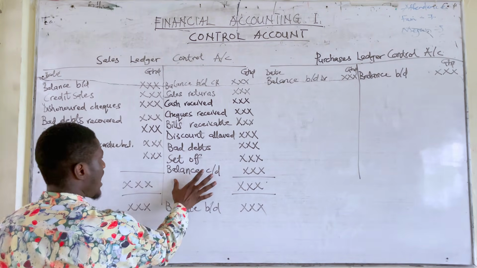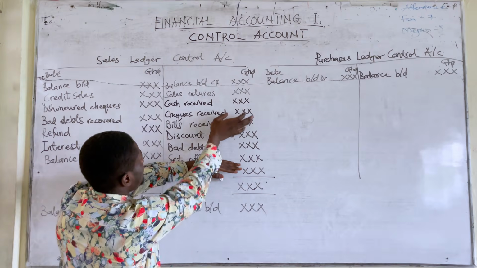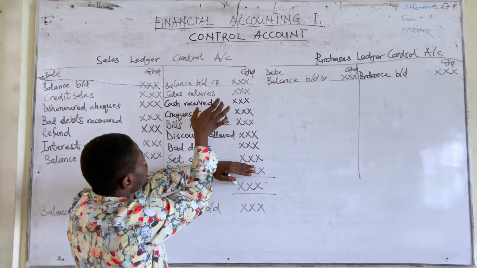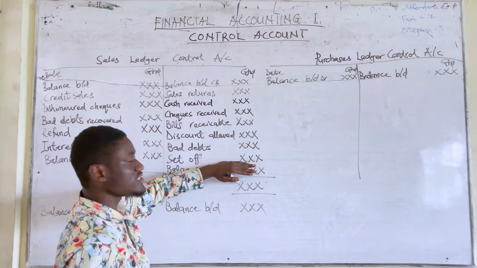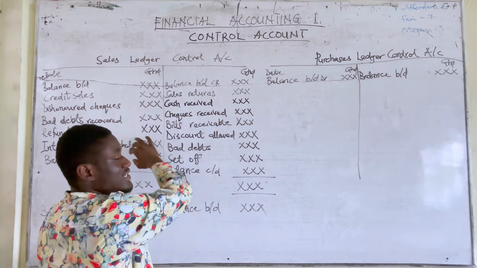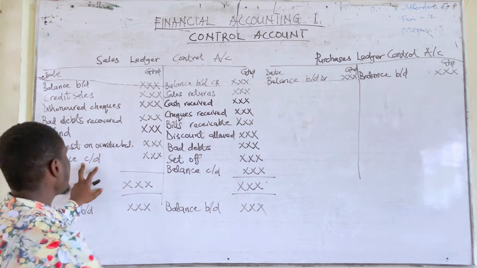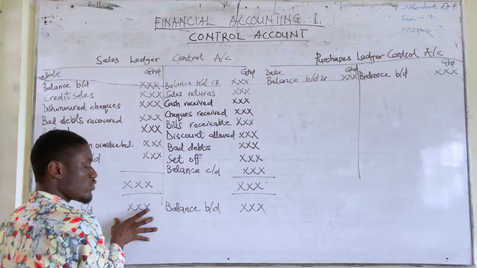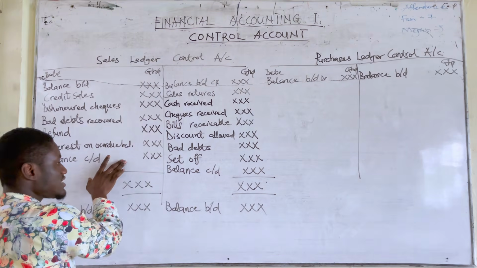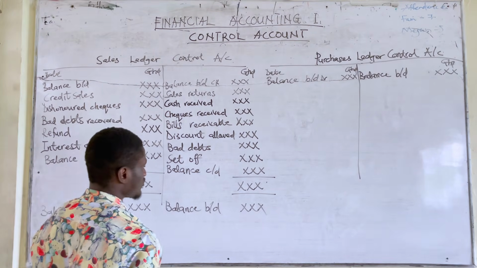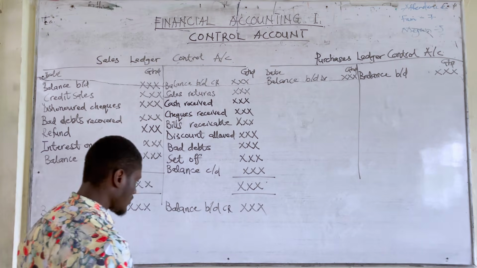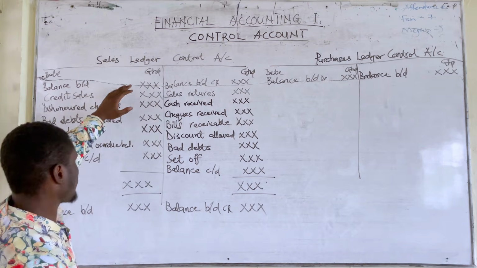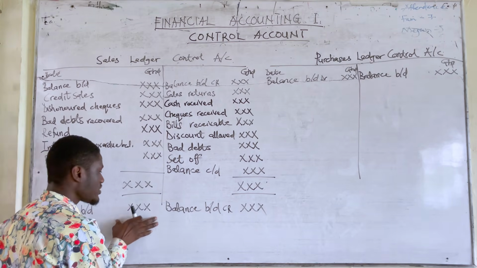So when we get our balance c/d here, that's the difference. So if we find out that after adding these parts, the set-off, bad debts, the discount allowed, receipts, returns, and so on, this side is greater than this side, our c/d will be here. But if this side is greater than this side, our c/d will be here. Then we bring it down as balance b/d down here. And this one will be a credit balance, okay? Because normally for the sales ledger, we should have our opening balance here.